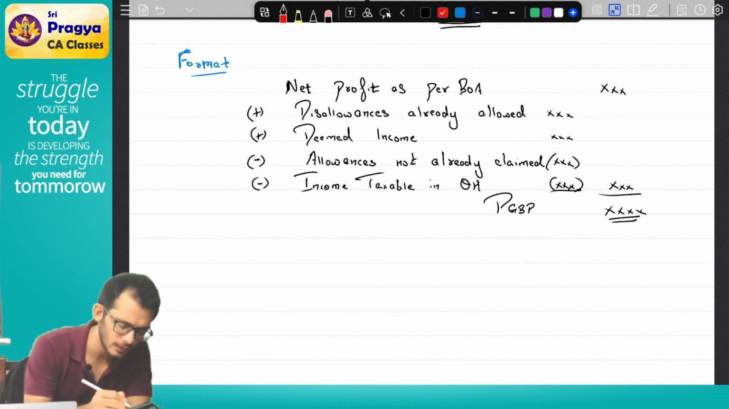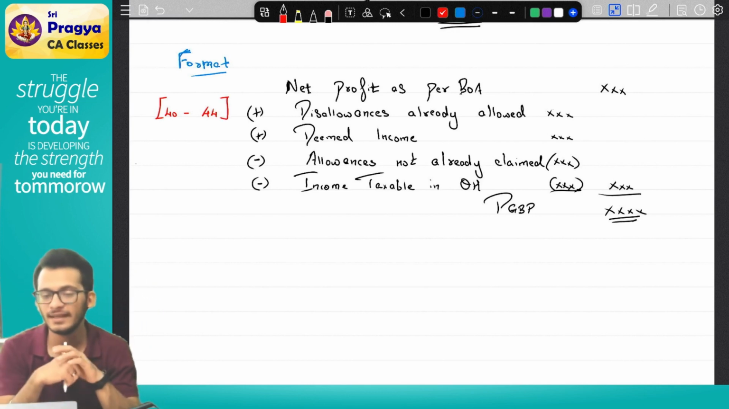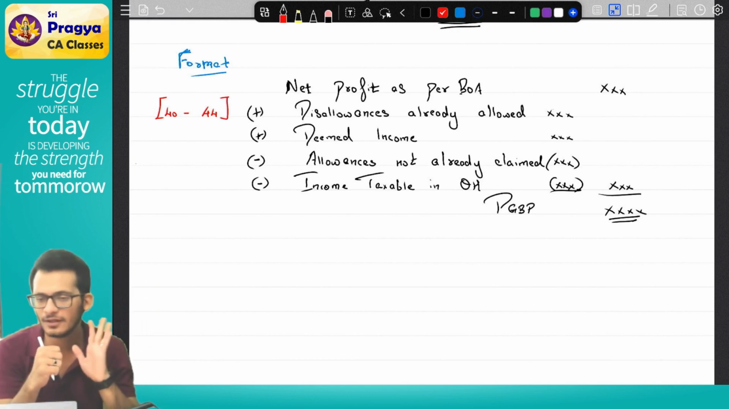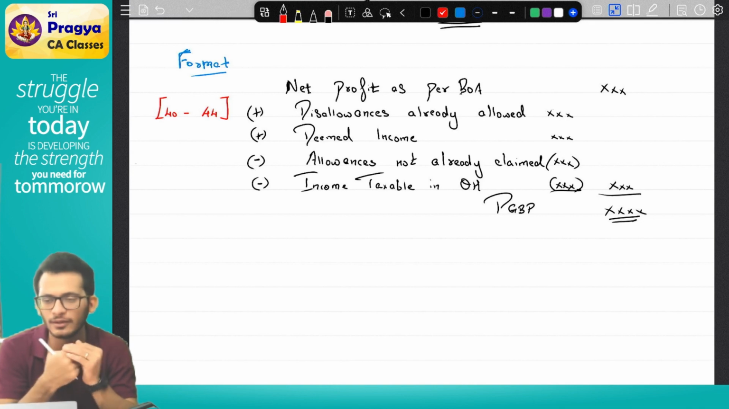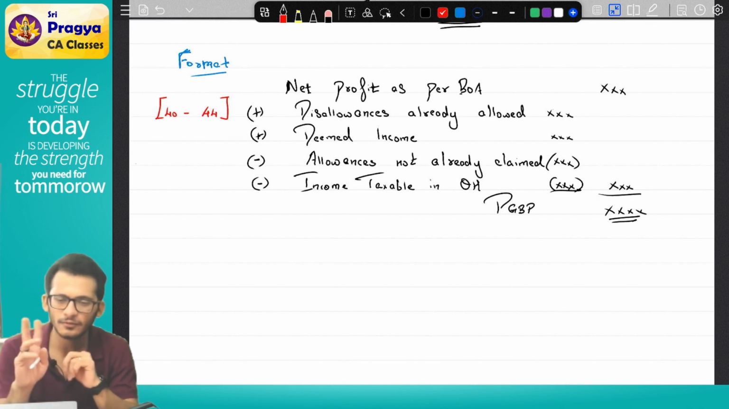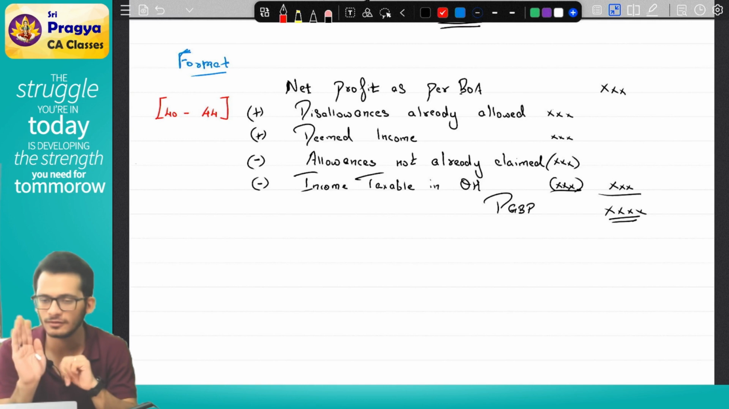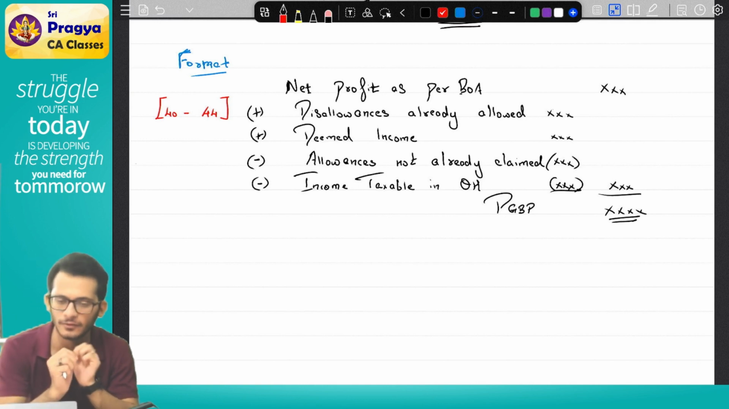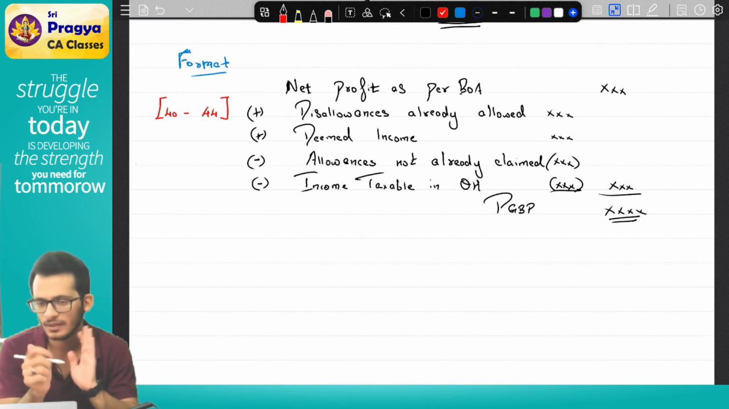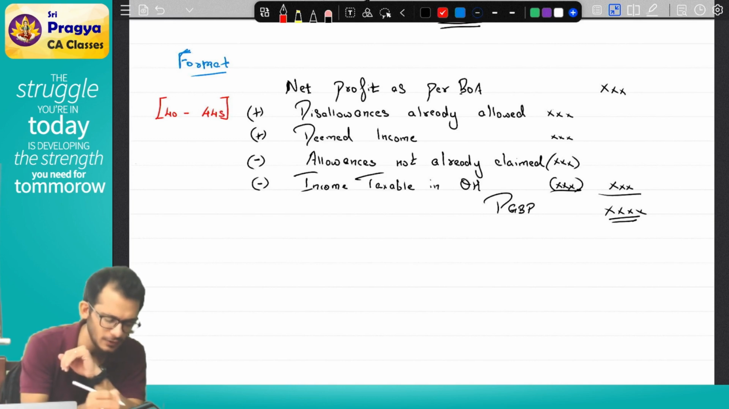Disallowances already allowed are basically covered in section 40 to 44. The TDS defaults, the payments of cash and all those things. It goes till 44, like there is 44A, 44DB and all those things. We will discuss as we go forward. 44 does not mean 44. Okay, it means the 44 series.